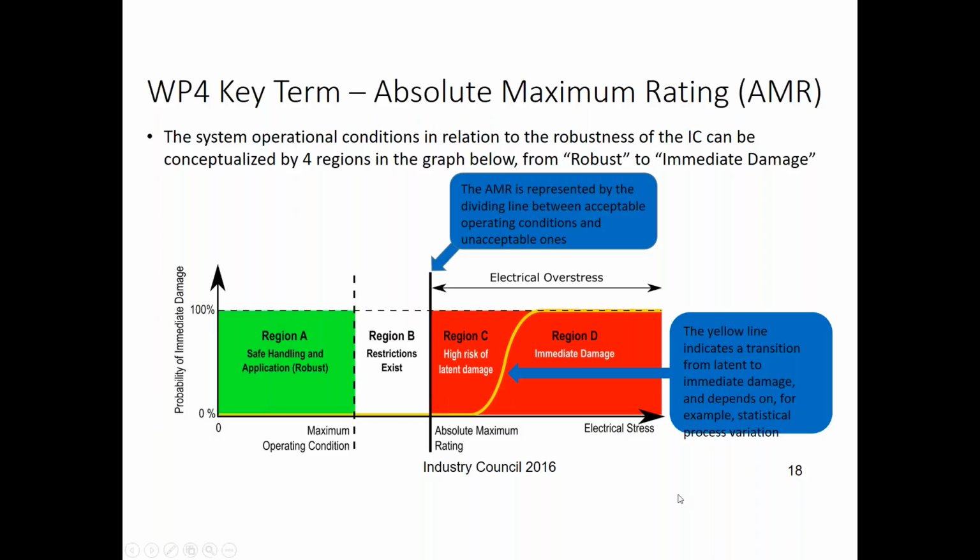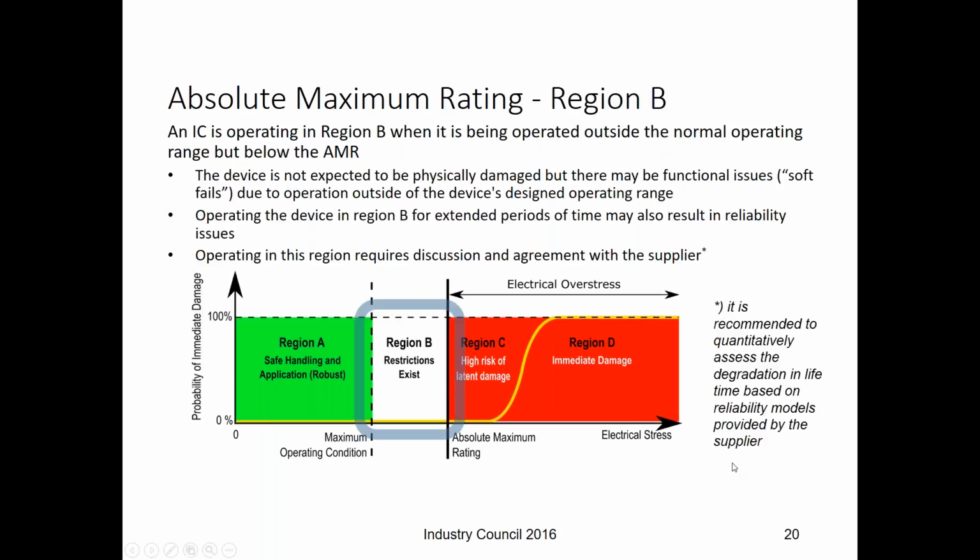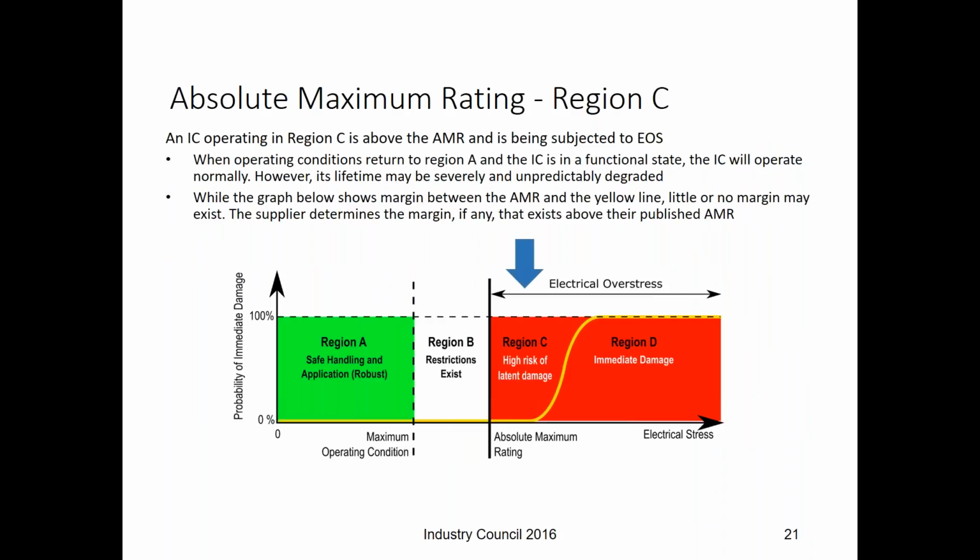So I've kind of already jumped the gun and talked through those boxes. So region A is the safe region that we talked about before. Go to the next slide. In region B, the device may not function properly, and if you're going to routinely operate in this regime, you want to be in good communication with your supplier to understand what the implications of that are. Next slide.